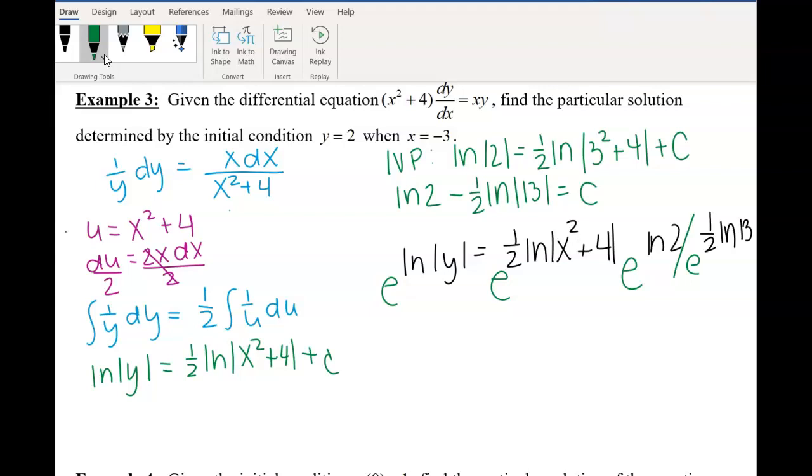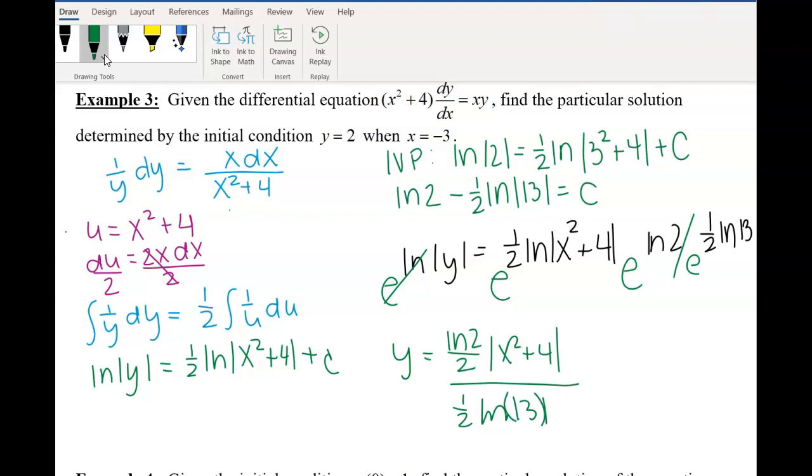So here, we get y. Over there, you get 1/2 ln of x squared plus 4 times ln 2. So it's really the natural log of 2 over 2, x squared plus 4. And I told you the subtraction became division. So down below, you'd have 1/2 ln 13.